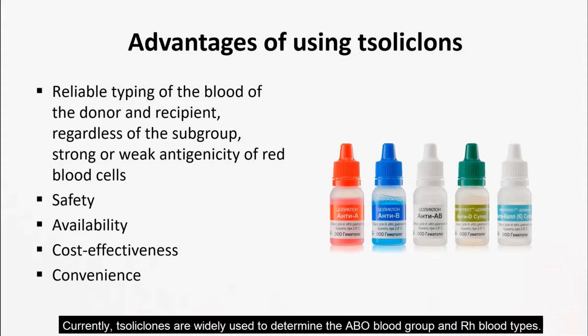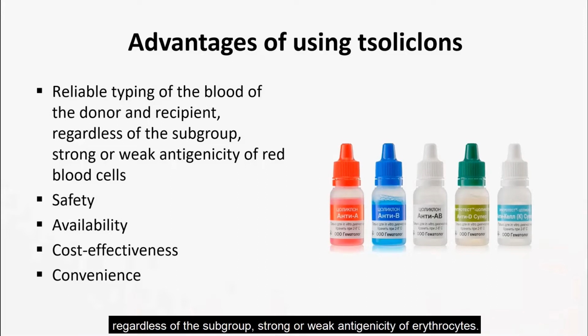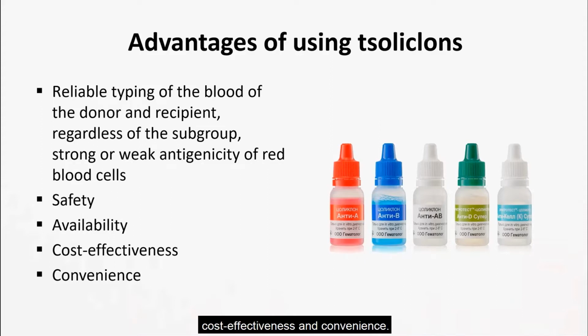Currently, teleclones are widely used to determine the AB0 blood group and Rhesus blood types. The use of teleclones provides reliable typing of the blood of the donor and recipient, regardless of the subgroup, strong or weak antigenicity of erythrocytes. In addition, the advantages of using teleclones are their safety, availability, cost effectiveness, and convenience.